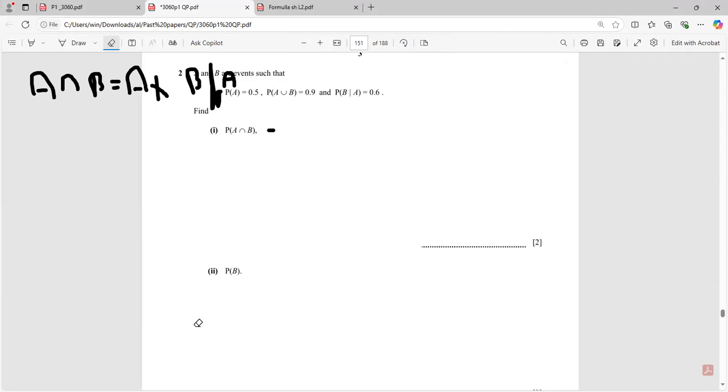Here we're going to just apply the numbers. He needs the intersect. So the probability of A is equal to half, and the probability of B given A is 0.6. So 5 times 6 is 30. So the final answer is 0.3.